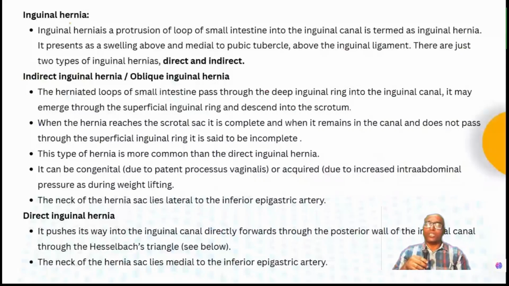Now, another important question: most of the time they ask you about the inguinal canal and the inguinal hernia. Okay, now we'll discuss that. Inguinal hernia is a protrusion of the loop of the small intestine into the inguinal canal. It is termed an inguinal hernia. It presents as a swelling above and medial to the pubic tubercle and above the inguinal ligament.